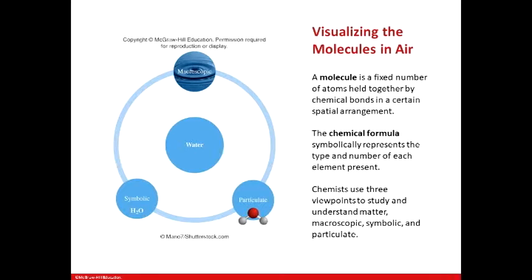So let's read the verbiage. A molecule is a fixed number of atoms held together by chemical bonds in a certain spatial arrangement. In other words, we have exactly H2O that's bonded in a very specific way. The way water bonds is what we call a bent structure, which you will learn more about. But it has a particular bent structure that allows it to have certain chemical properties.